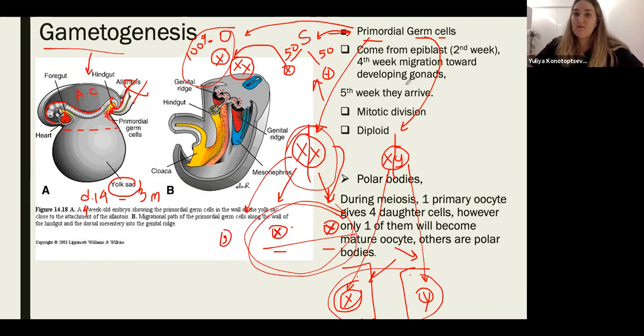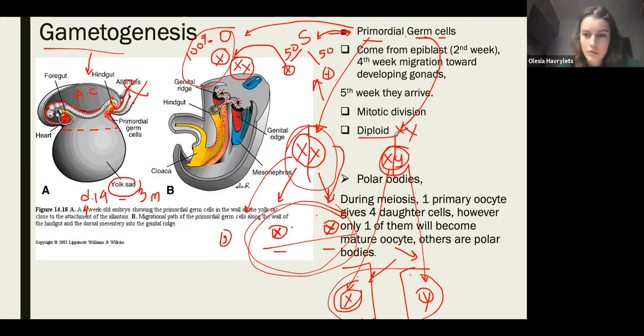So I repeat it. How do you know if a PGC will give rise to the oocytes? This PGC has to have XX chromosomes. So when it splits, it gives you two cells, X, X. How do you know if a PGC is going to give rise to the spermatozoa? If it has XY chromosomes. So sex cells are haploid, PGCs are diploid. Is it clear?